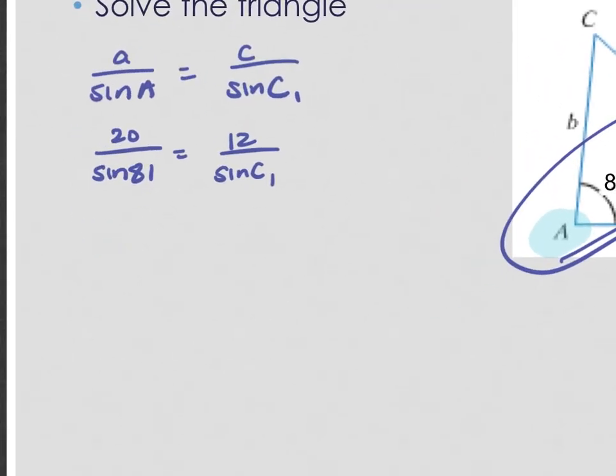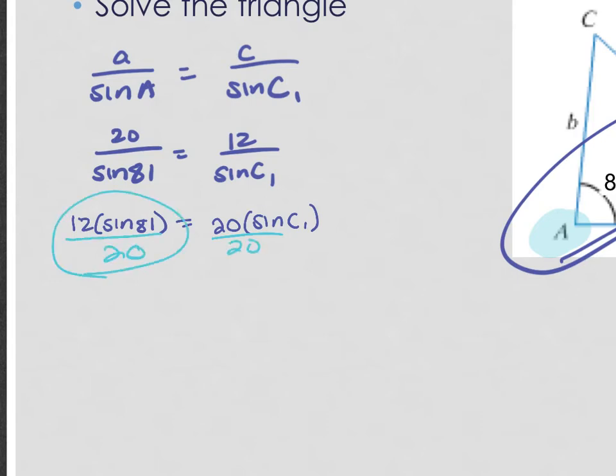Cross multiply here, 12 times the sine of 81 equals 20 times the sine of angle C1. Divide both sides by 20 and type this into the calculator: 12 sine 81 divided by 20. And I get the sine of C1 equals 0.5926 and so on and so forth. Now this is not like finding the side. That's not my answer yet, right? The other side of that doesn't say angle C. It says the sine of angle C.